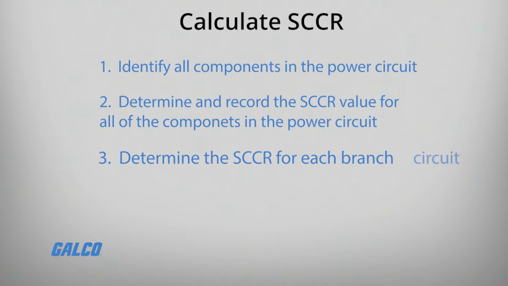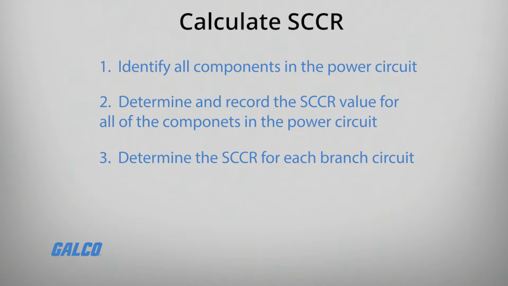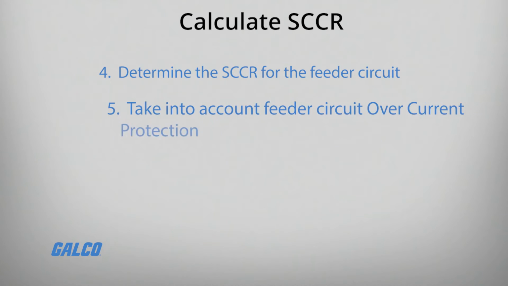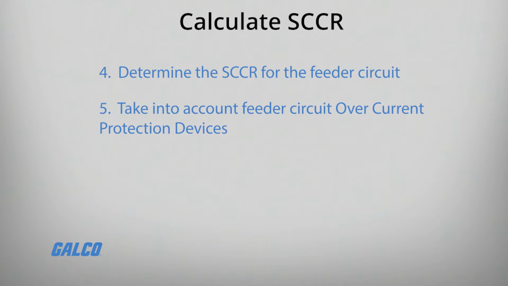Next, determine the SCCR for each branch circuit. The lowest component SCCR is the equivalent branch circuit SCCR. Record these values. Then, determine and record the SCCR for the feeder circuit. Take into account feeder circuit overcurrent protection devices.